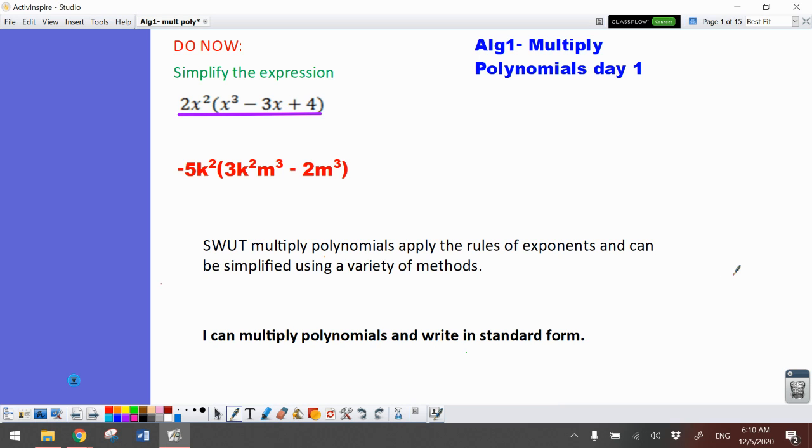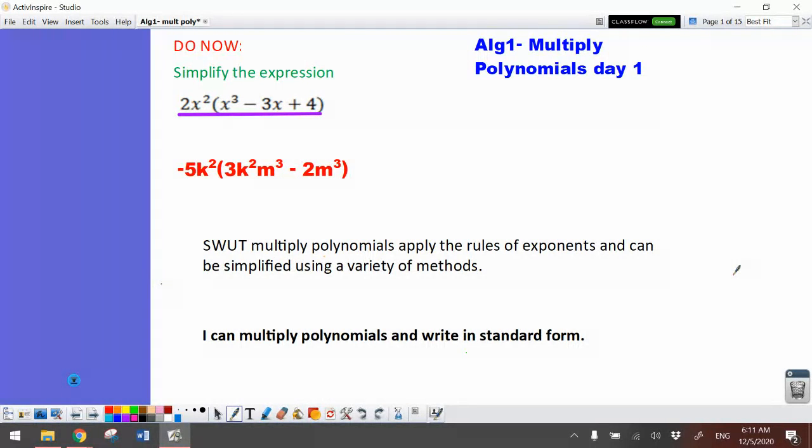Okay, so we're going to start today by multiplying binomials times binomials, binomials times trinomials, just polynomials times polynomials. So it's all about multiplication for the next couple days. We're going to look at this today in two different methods, one being the area model and the other being the distributive model. And you'll be able to decide which one you want to use.